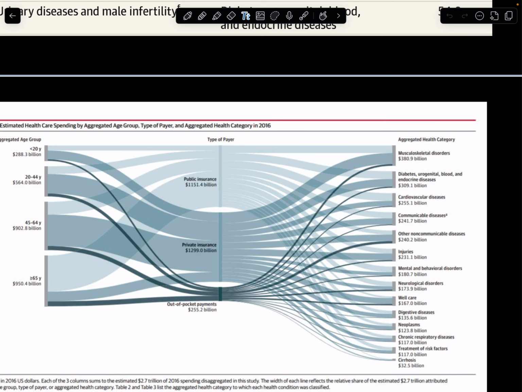So what do you think is contributing to that? Because you guys aren't getting that money, are you? What do you think is contributing to these costs and these poor outcomes?